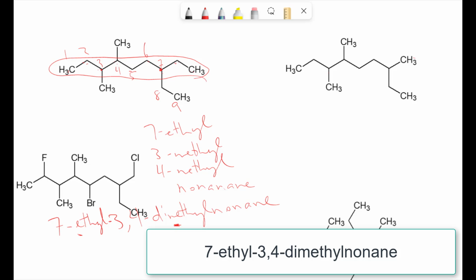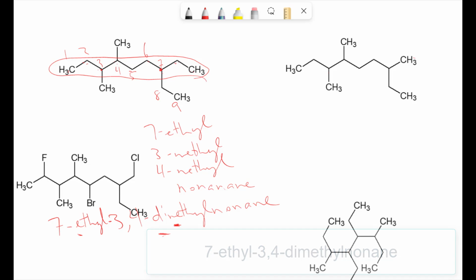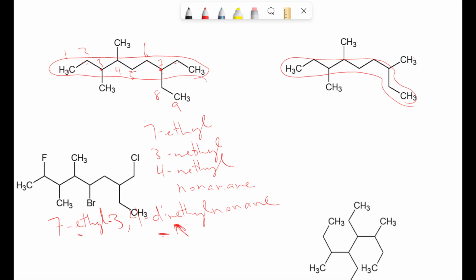And you might say to yourself, what about the D for di? This is the number of substituents. This is the number of methyl groups. This is the actual functional group or the side chain group. So that's the alphabetized part that we're looking at. So now we go to the next one, and again we have a nonane here like this.